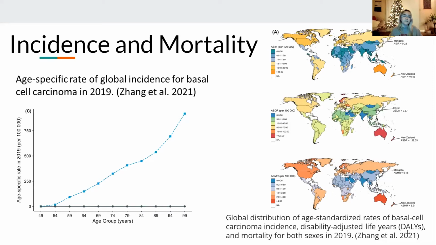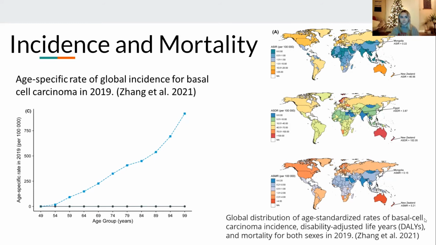The graph on the left shows the age-specific rate of global incidence for basal cell carcinoma in 2019 as observed by Zhang et al. in 2021. And on the right, we have the global distribution of age standardized rates of basal cell carcinoma incidence, disability adjusted life years, and mortality for both sexes in 2019, also observed by Zhang et al. in 2021.